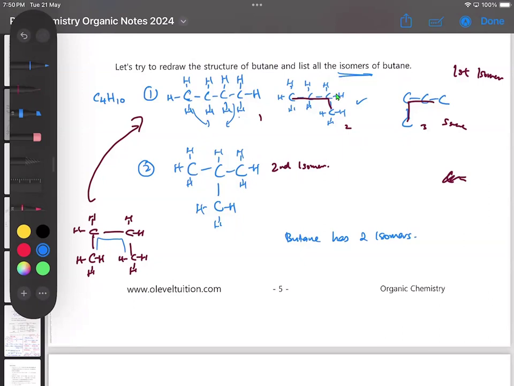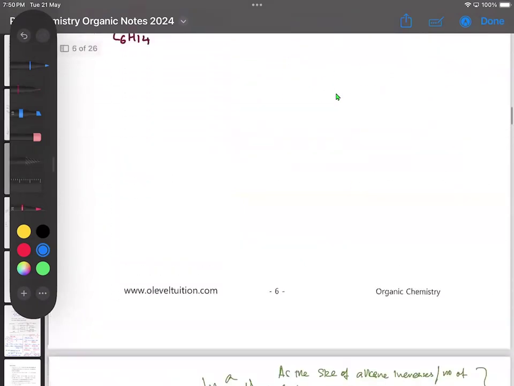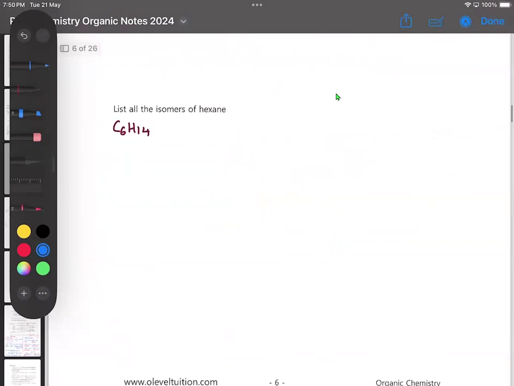Okay, let's look at an example of hexane. Today I won't get you all to draw it. We just draw this together. And then if you all need more practice on this, just let me know. I'll just give you a compound. You can send me all the isomers you think you are testing it for.